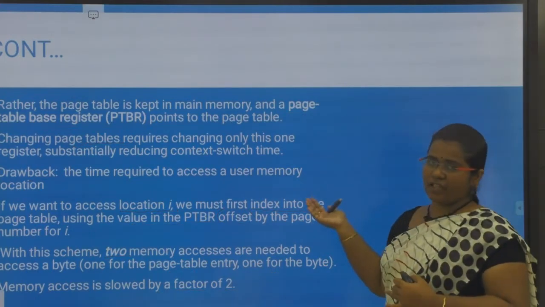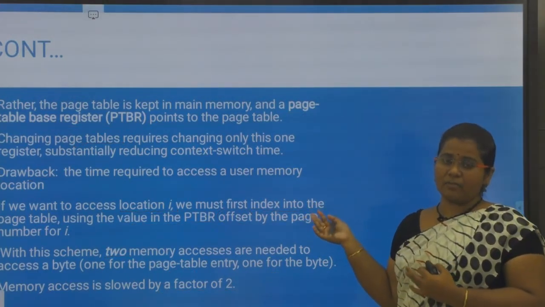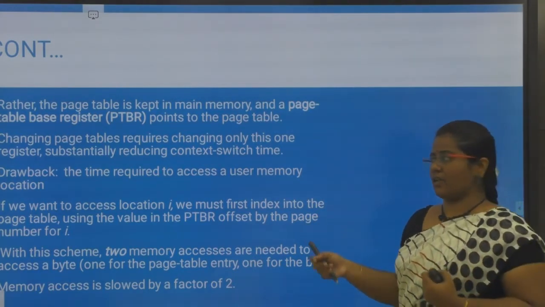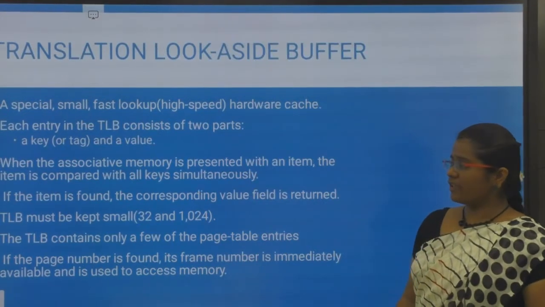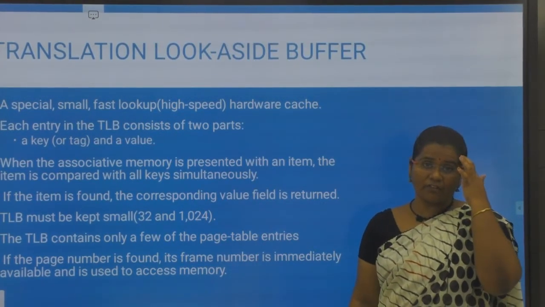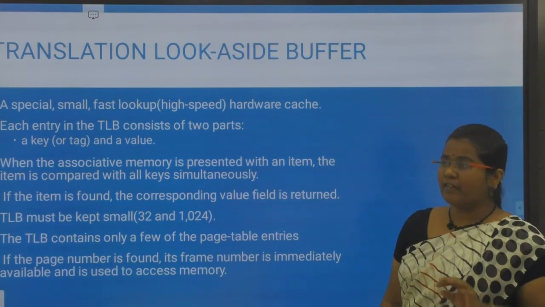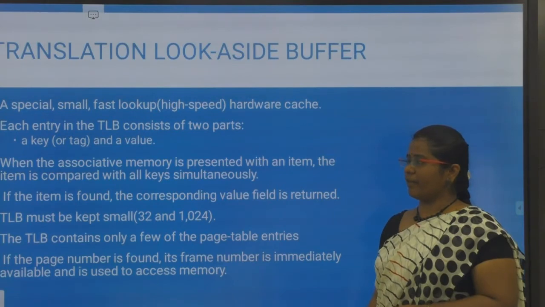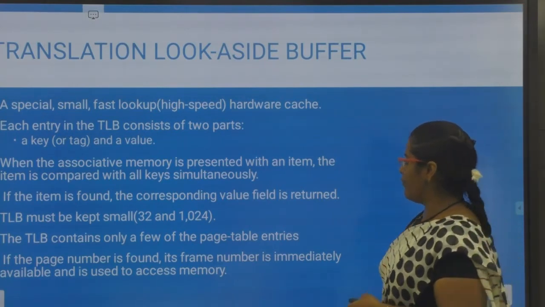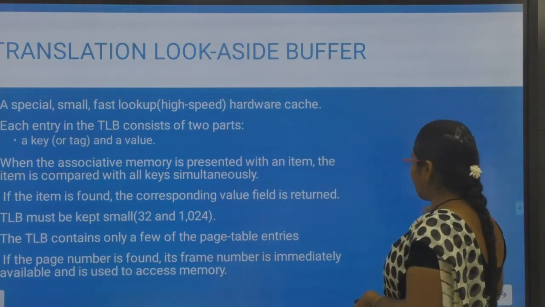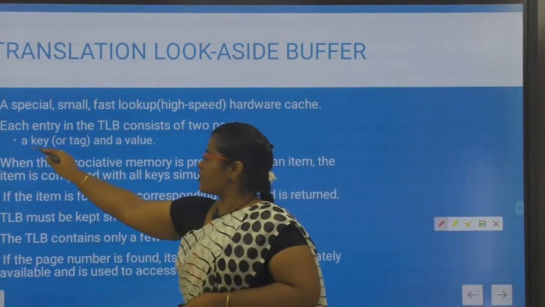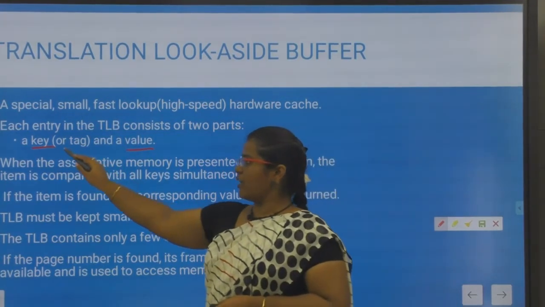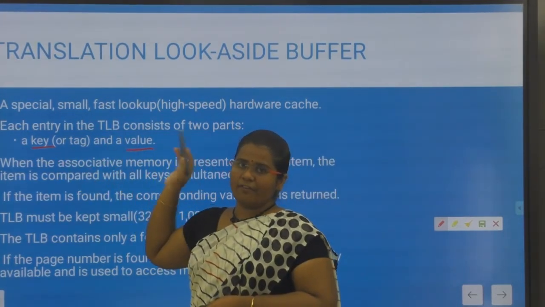So rather than the actual memory access time, you are accessing the memory with double the access time. So instead of wasting such access time, we have one more solution to it called the translation look aside buffer. This translation look aside buffer also resembles your page table. It also contains two values, that is a key and a value. The key is your page number and the value is your frame number.